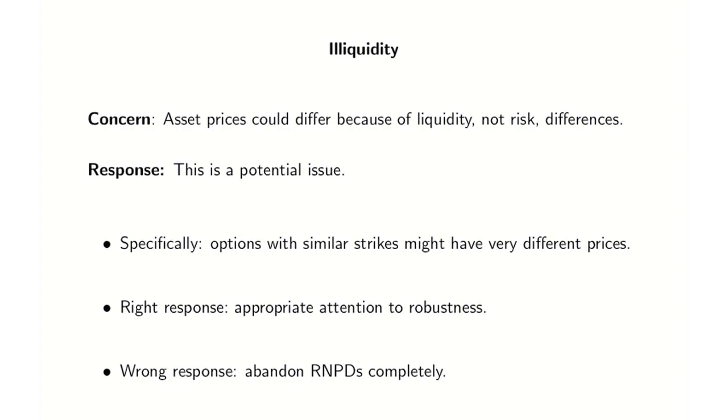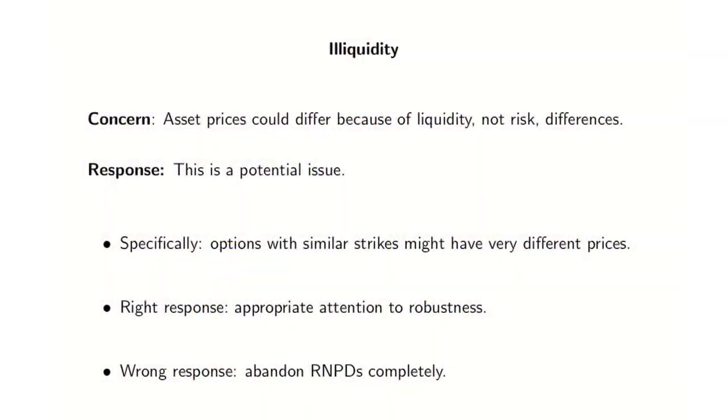So what I mean by that is that, as Ken described earlier this morning, you're using options with different strike prices to back out these risk-neutral probability densities. Well, what happens if options with very similar strike prices actually have very different prices? The right way to deal with it, I think, is to do what you normally do in these situations, which is to pay attention to robustness. It's not to totally abandon risk-neutral probability densities completely.